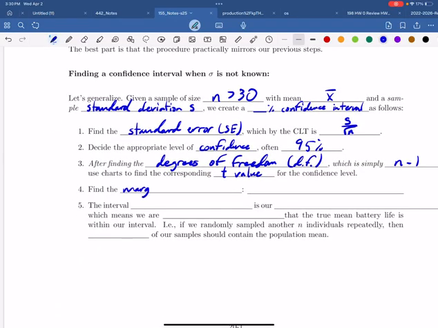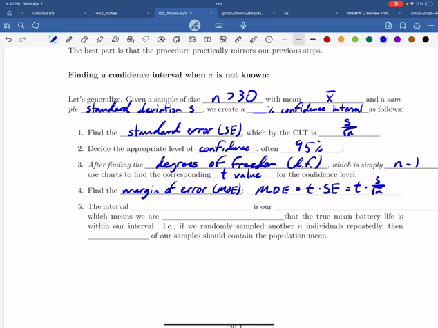Then you're going to find the margin of error. This should be familiar. And this is going to be that the margin of error is, so instead of z, it's going to be t times s over root n, right? Or maybe I should write it like this: t times your standard error, which is t times s over root n. Okay? So it's a similar margin of error formula. You're using t instead of z and s instead of sigma. And then this should be familiar too. X bar minus the margin of error to x bar plus the margin of error, right?